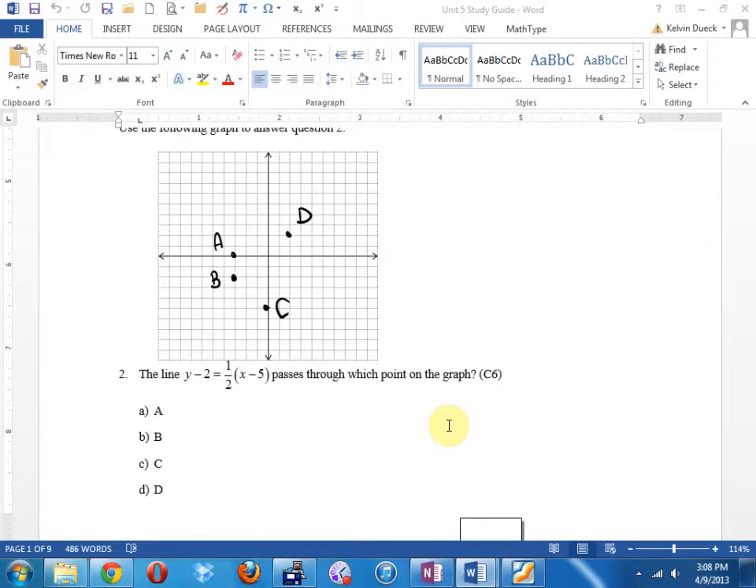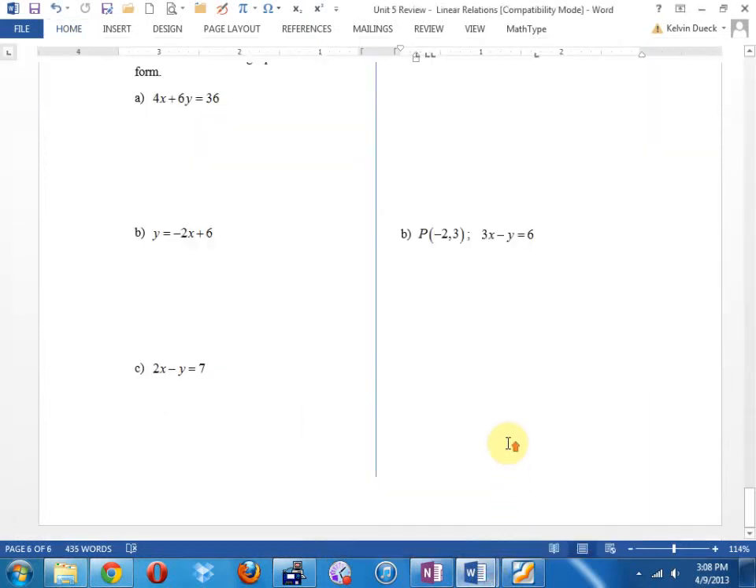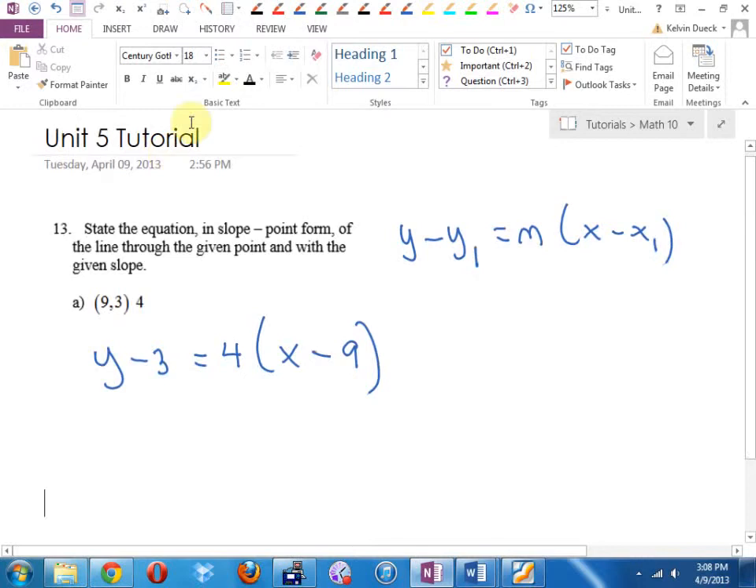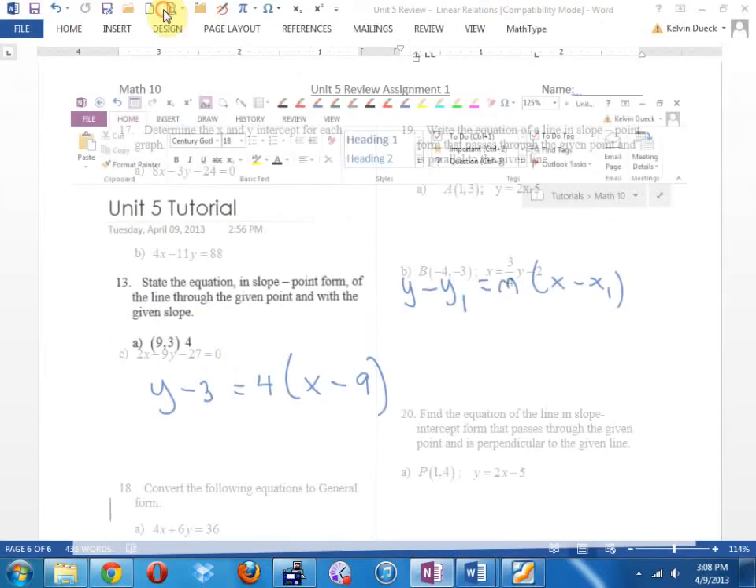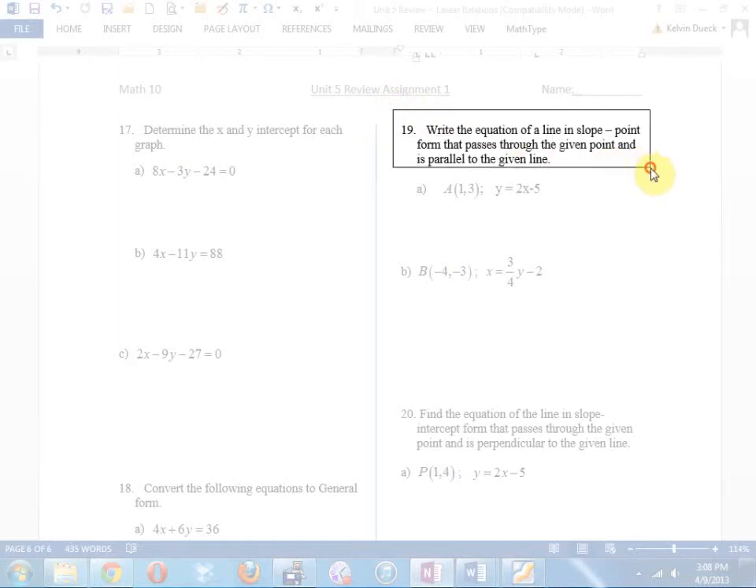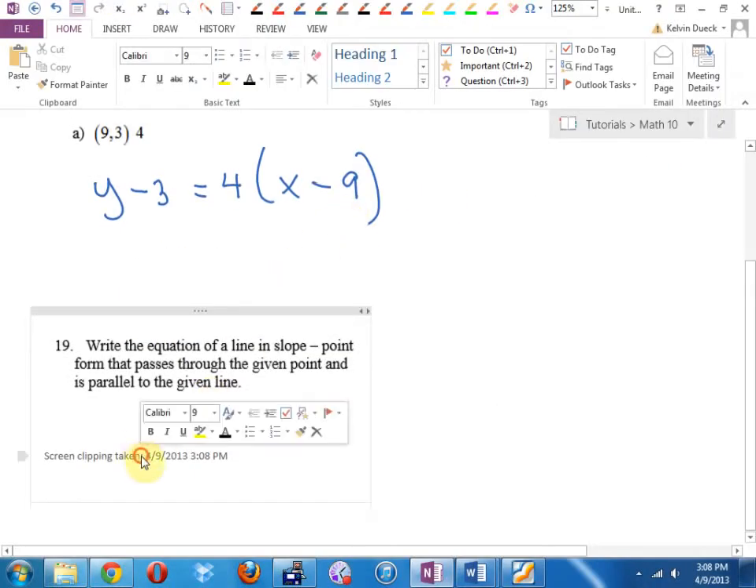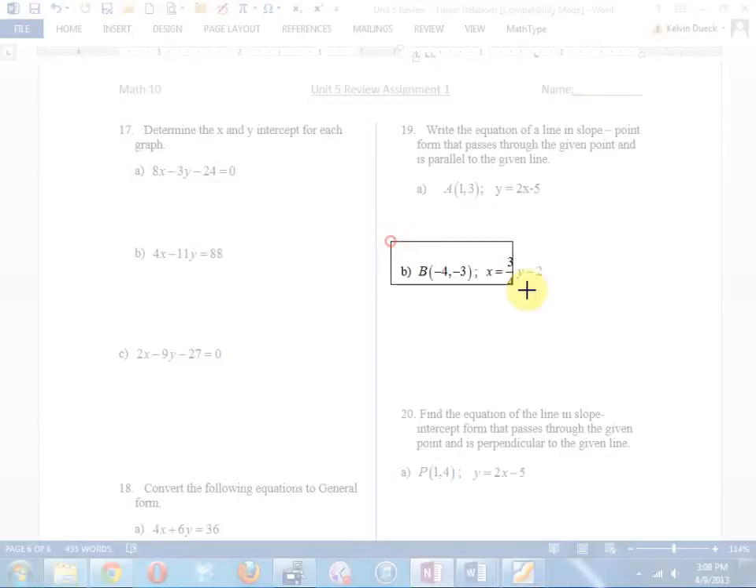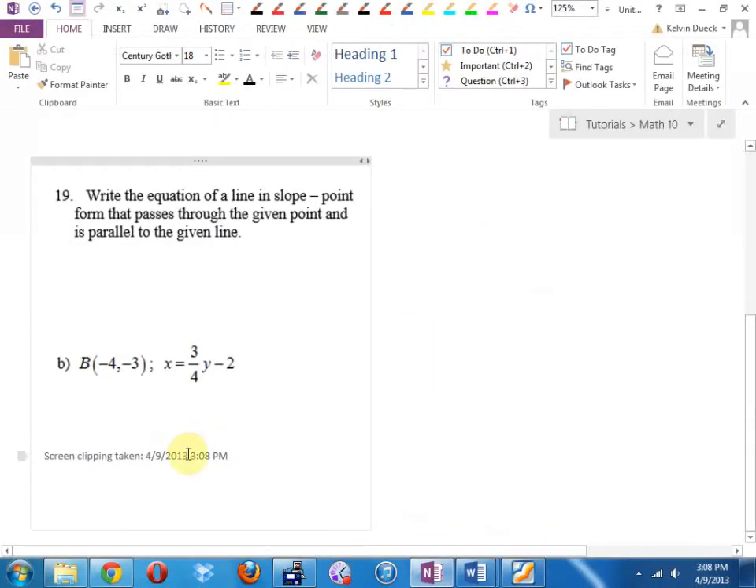Yep, Graham. Like number 19 on the first. On the first one, review number 1. Number 19, this one here? Okay. A or B? B is the nasty one. What I'm going to do then is I'll copy number 19B, but I'm going to make up one really similar to it. I'll change the numbers slightly. So there's number 19.